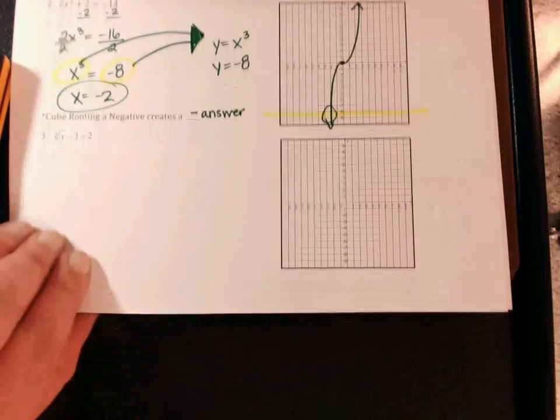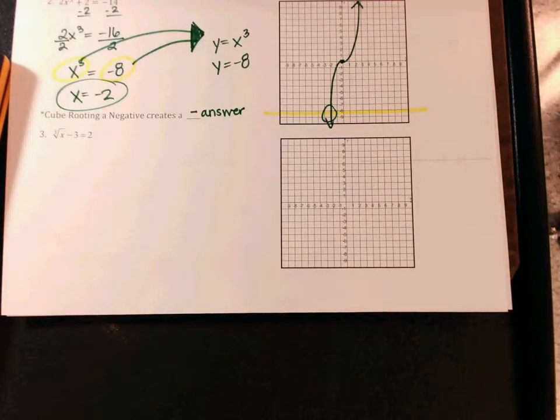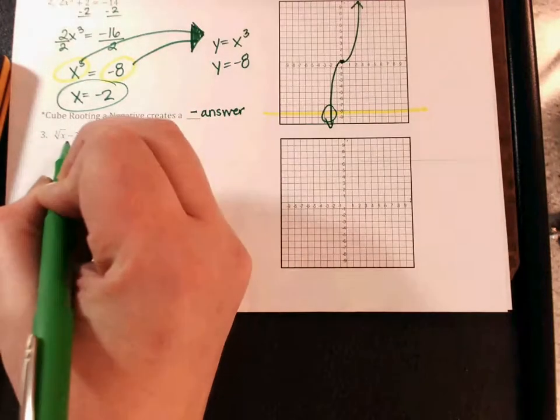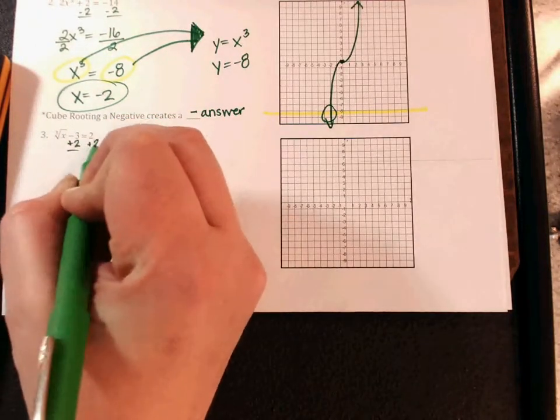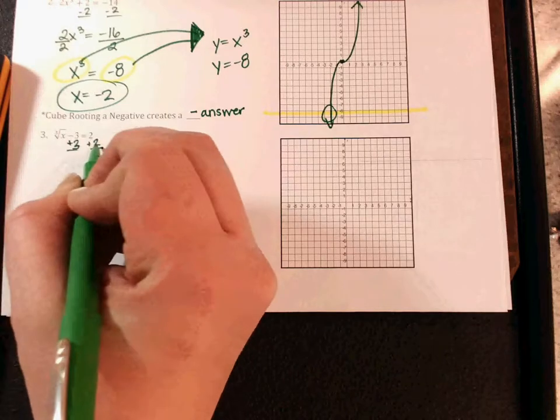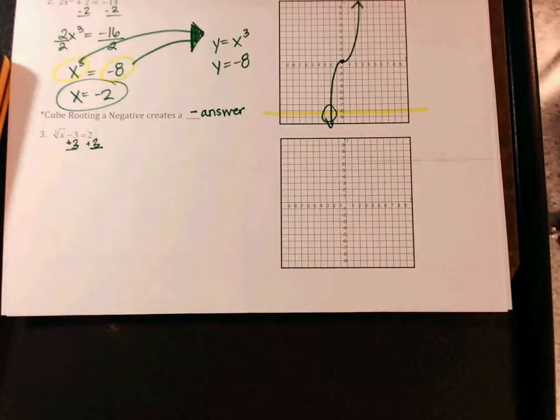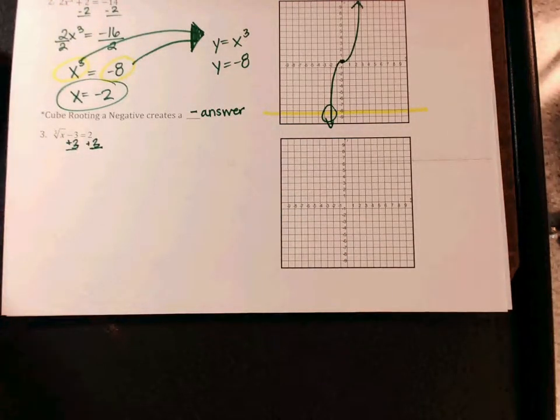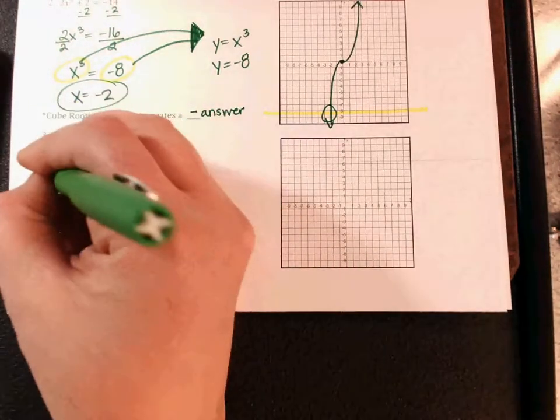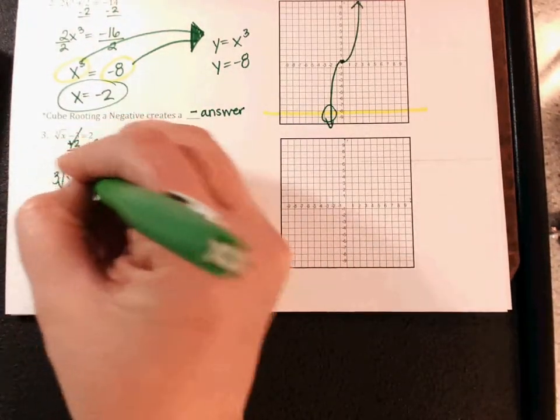Alright, go down now please to number 3. Now notice this time I don't have a cubed, I have a cube root. So I'm going to add the 3 across. And on the other side I already had a 2. What's 2 plus 3? Okay, so I have cube root x equals 5.